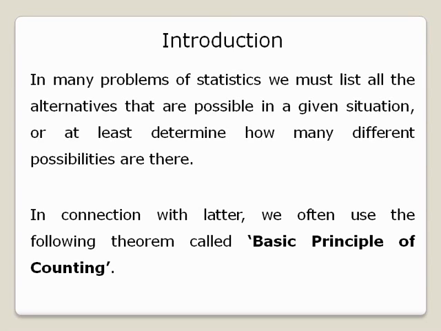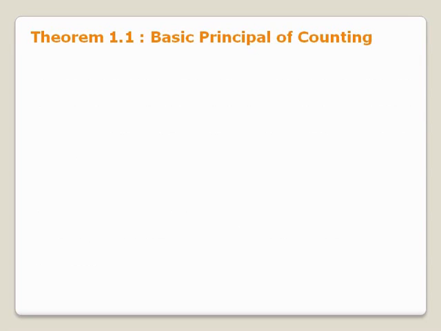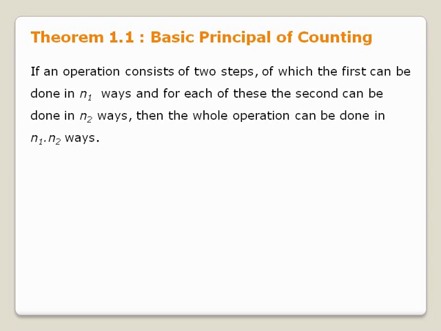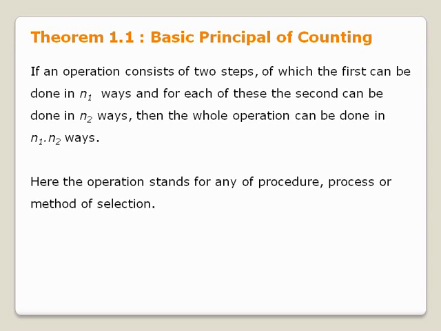In order to answer these types of questions, we can use the basic principle of counting. Let's look at the first theorem. If an operation consists of 2 steps, of which the first can be done in n1 ways, and for each of these, the second can be done in n2 ways, then the whole operation can be done in n1 times n2 ways. Here, the operation stands for any procedure, a process, or a method of selection.